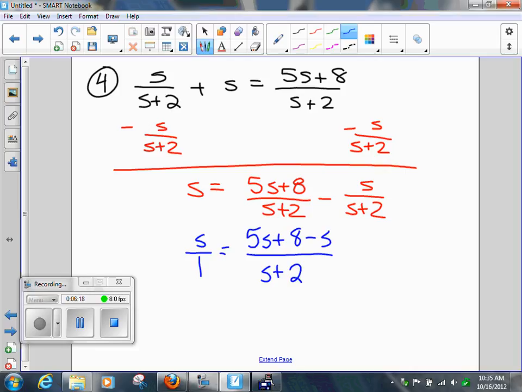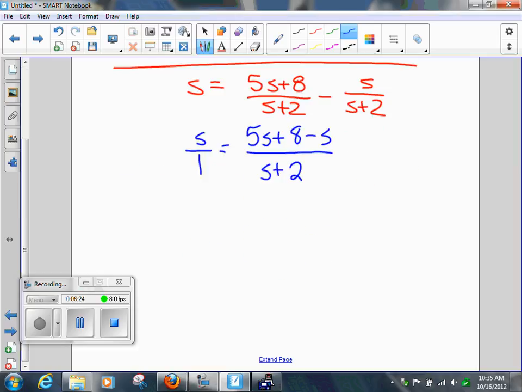What else do I have going on on that right side? Like terms in my numerator. So I'm going to take 5s minus s, which gives me what, y'all? 4s plus 8 over s plus 2. I hate using s as a variable because my s's look like 5s and they're not very pretty.